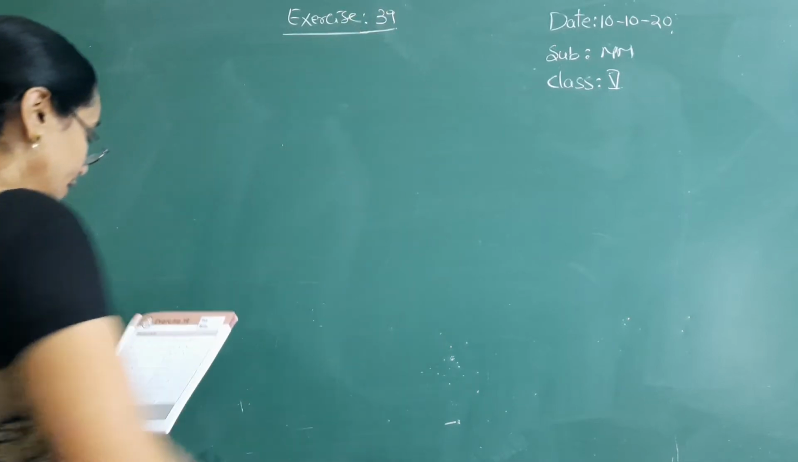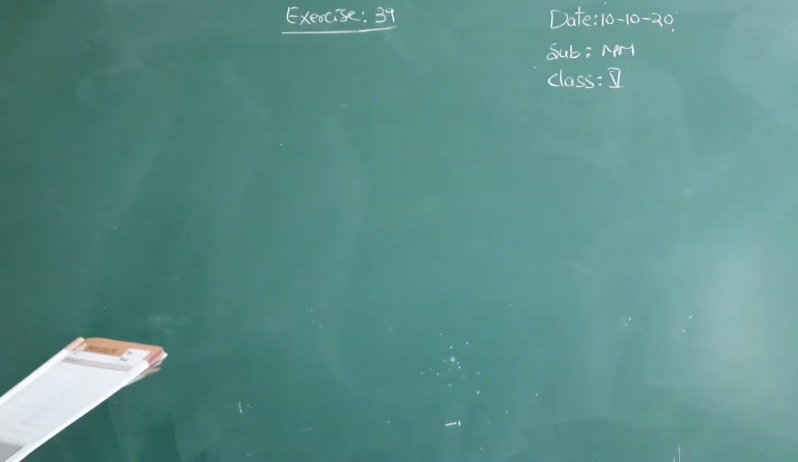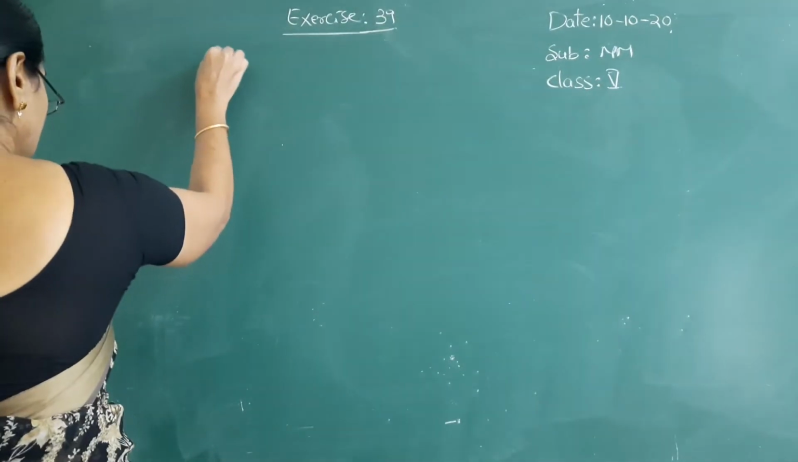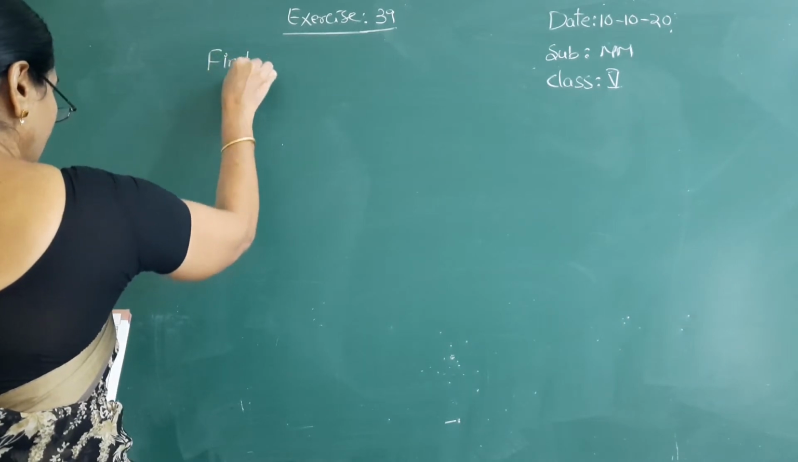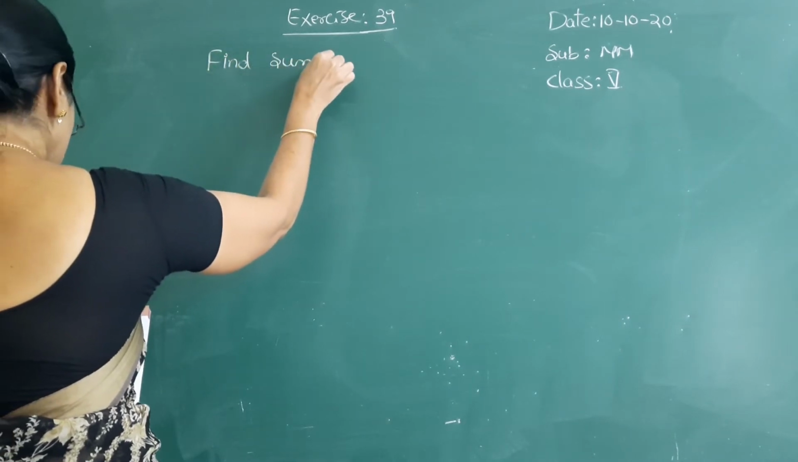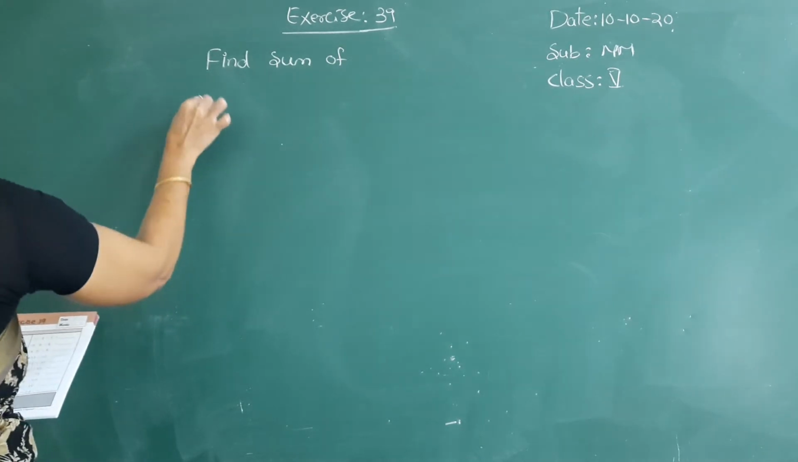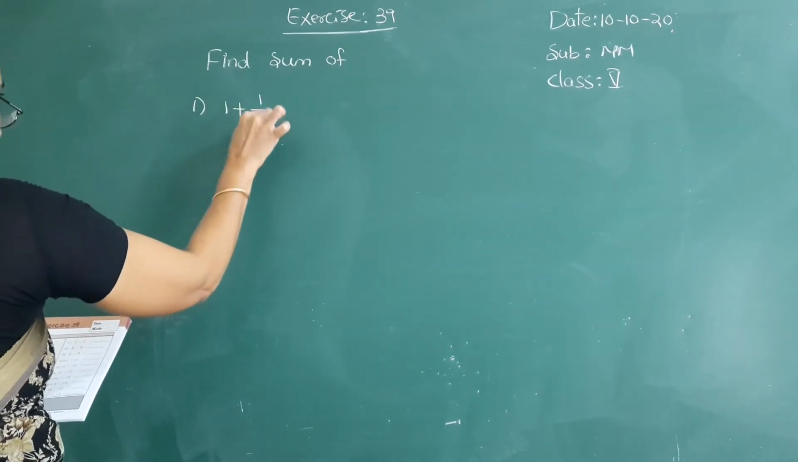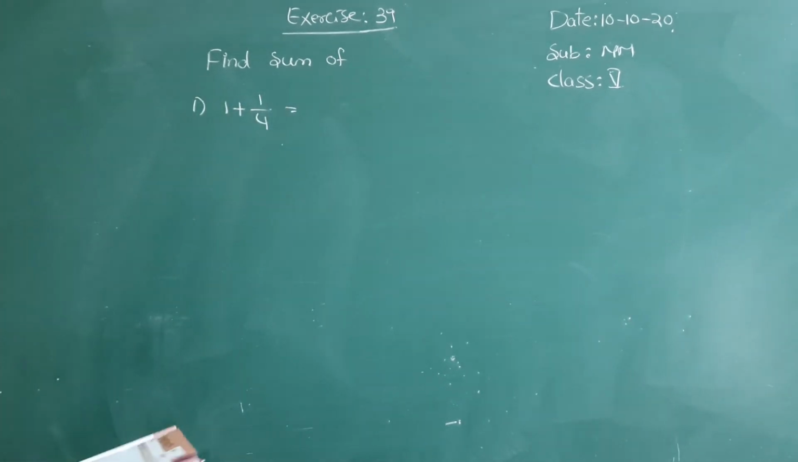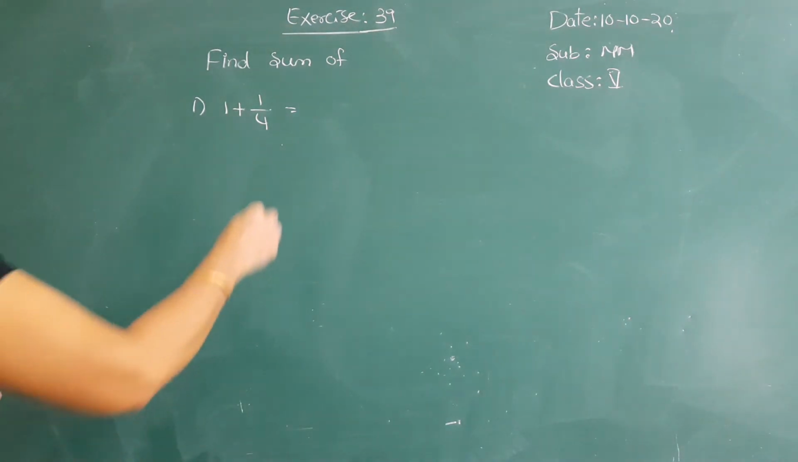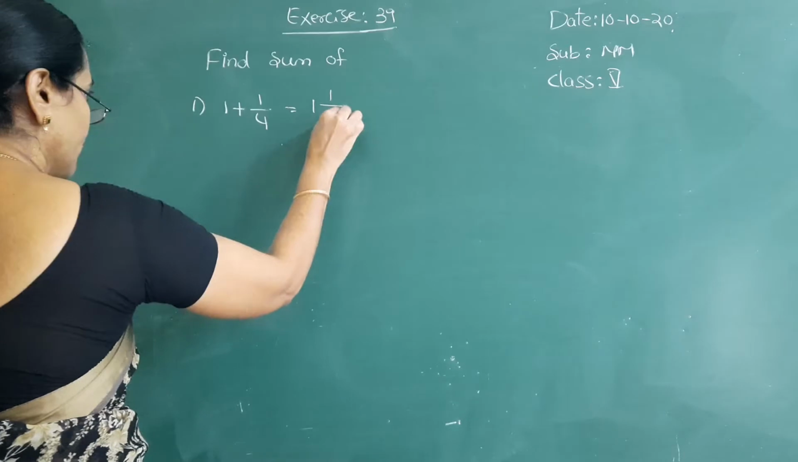Exercise 39. Here they are given fractions sums. They are asking to find the values. See the first question, 1 plus 1 by 4. It is a mixed fraction, that is the sum of a whole and a proper fraction. It is 1 by 4.